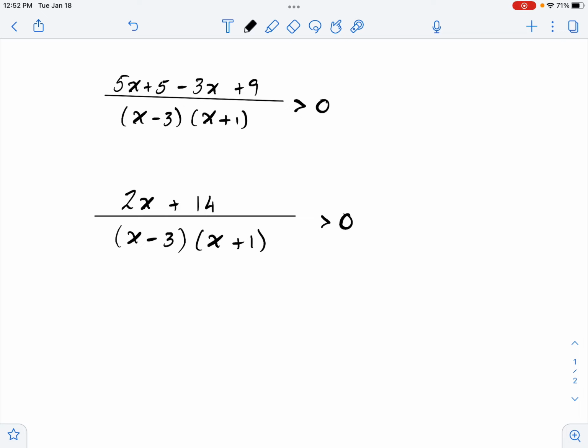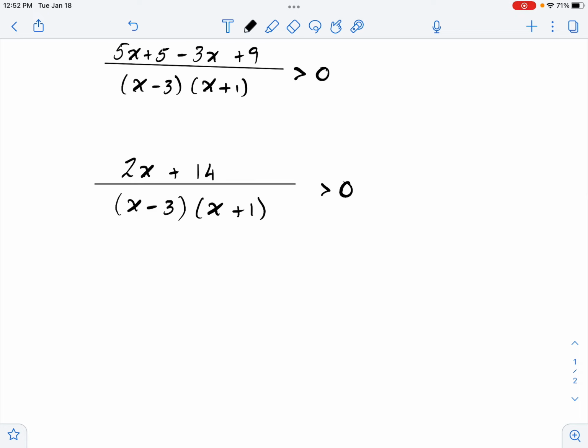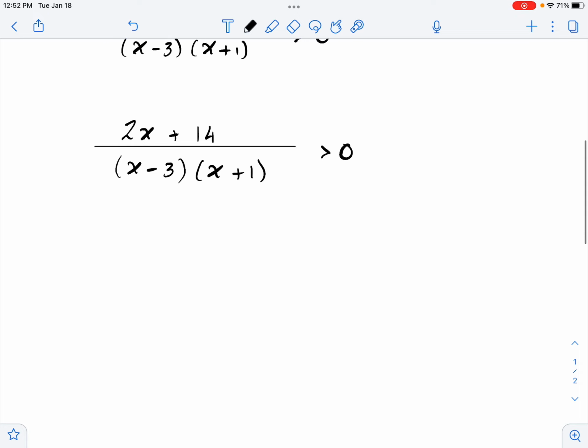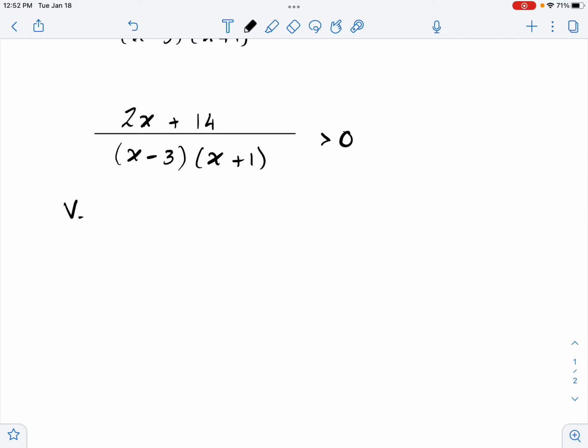So I need to solve this rational inequality. What I'm going to do is identify my asymptotes, my horizontal and my vertical. I'm going to find the x-intercept, and I'm going to find the y-intercept. My vertical asymptotes, just to start with those, that's my denominator. I let my denominator equal 0. Well, x minus 3 is 0, so I have x equals 3. That's one vertical asymptote. Or x plus 1 equal to 0, and so x equals negative 1 is another vertical asymptote.